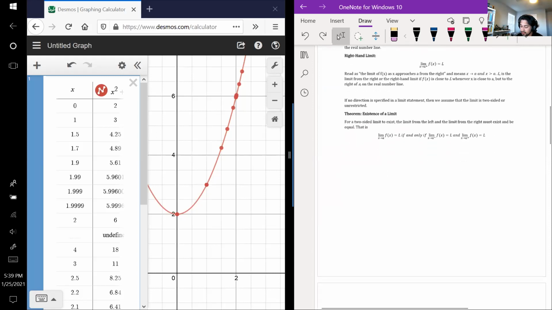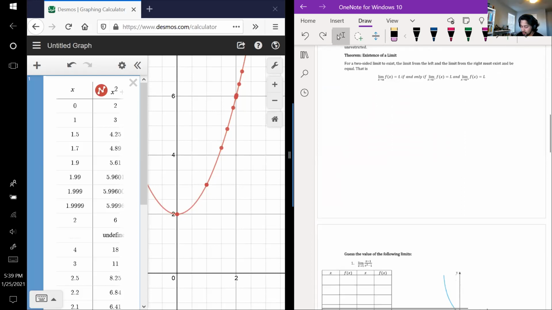So that was just the definition of everything we covered on the first page. We were doing left-hand limits and right-hand limits before you even knew about it. So there you go. Okay.